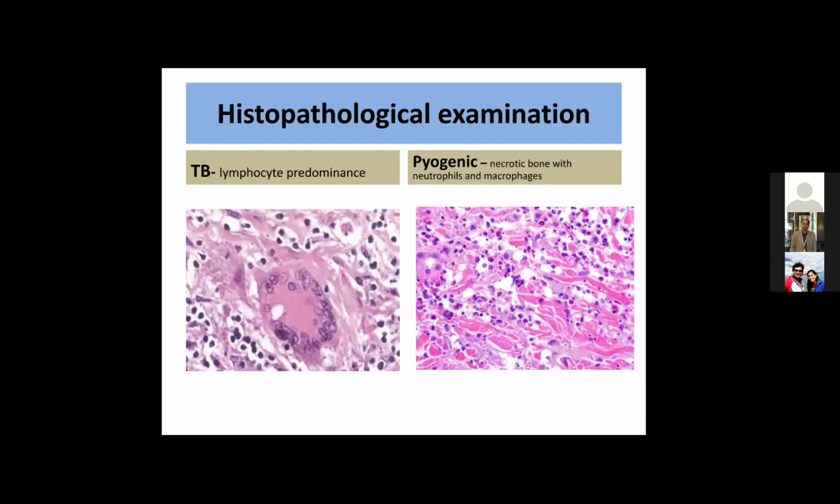Next comes the histopathological examination. Many times when you send a bone for a pathologist, the most common finding we get is non-specific inflammation. That is the report we get. But you talk to your pathologist. Whenever it's a non-specific inflammation with lymphocyte predominance, we should think more in terms of tuberculosis. When there is necrotic bone with neutrophils and macrophages, you should think more in terms of pyogenic infection.